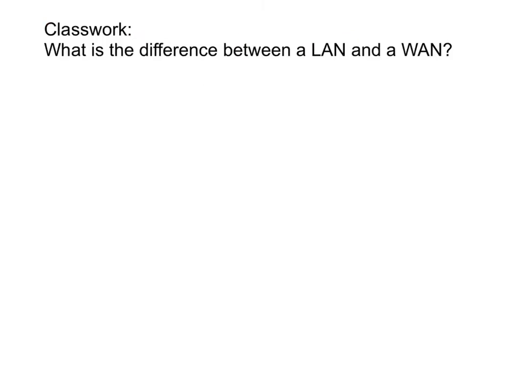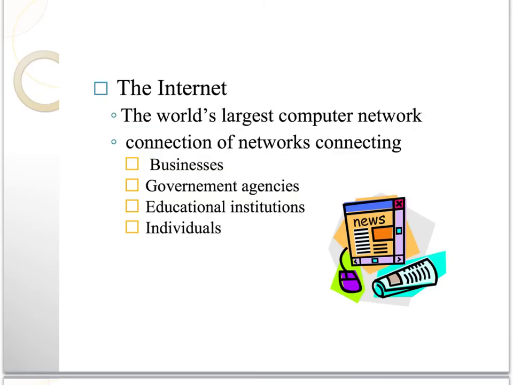Take a moment to identify the differences between a LAN, which is a local area network, and a WAN, which is a wide area network. Tell me what the largest WAN is. Now we have our favorite network, the internet. It's the world's largest computer network.